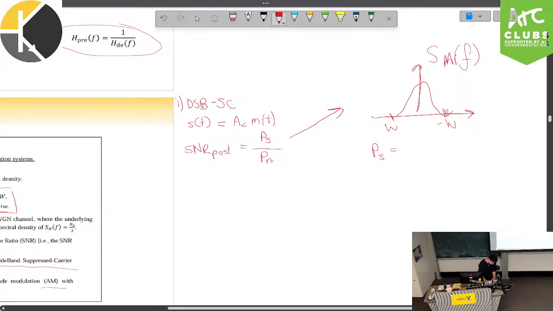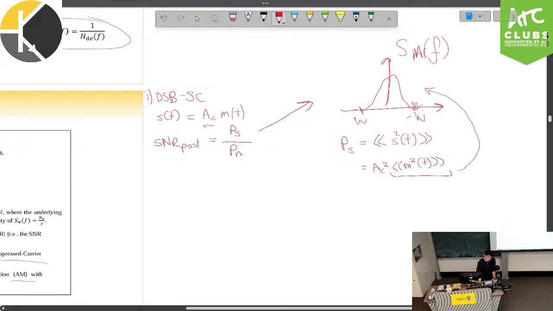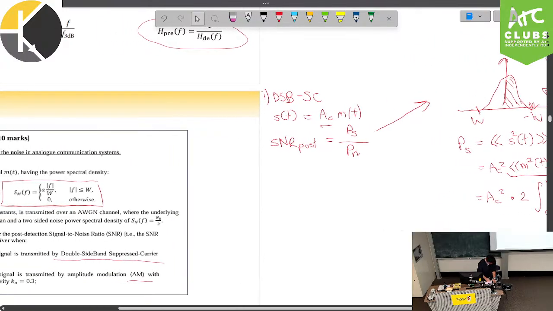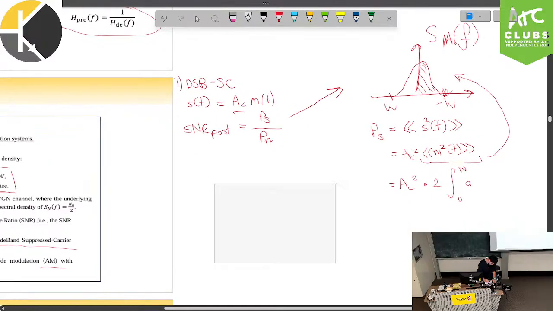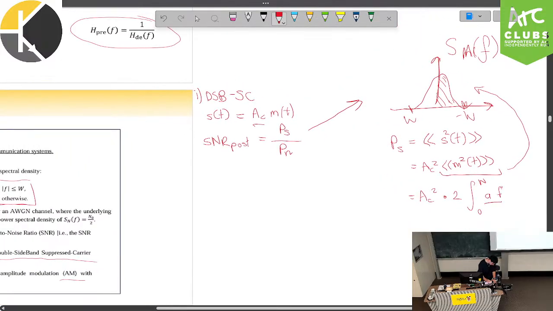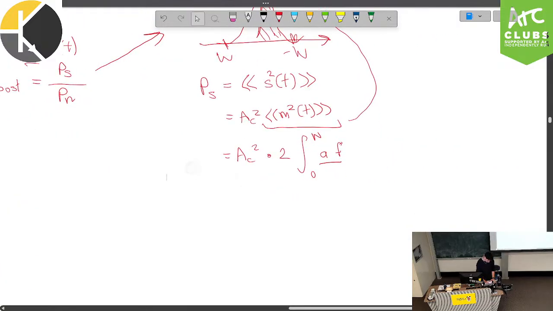P_S is going to be the time average of our message signal squared, which means we will have this A_C term pulled out the front being squared, and then we need to find this time average, or the power of m(t) itself, which we can do using the frequency response we're given. So we have A_C squared multiplied by this integral of the frequency response. I'll just look at this side of the frequency response and multiply that by 2. So we have from 0 to omega, and then the actual equation is f. In this case, we can remove the absolute value because we're just looking at the positive side, on omega df.